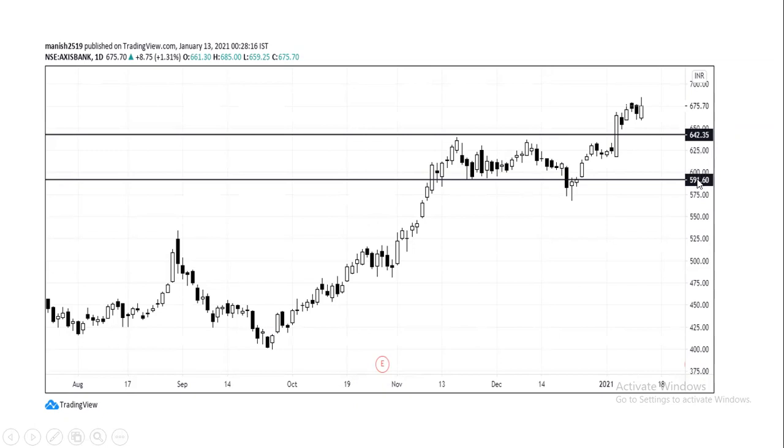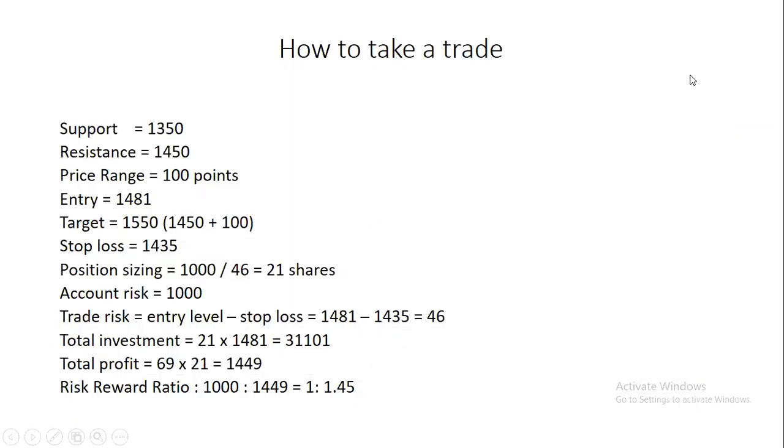50 points was the range. So once price breaks 640, the target will be 690. Just add this 50 points range to resistance. Till now, the target is not reached, but it is very close to the target. The target as per this concept is 690. So this concept really works well.